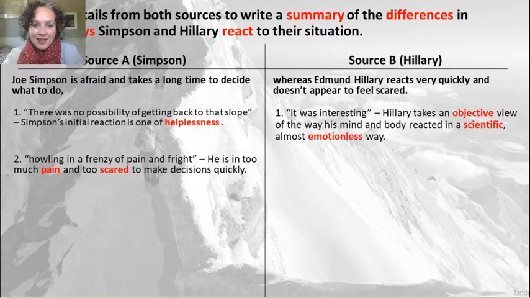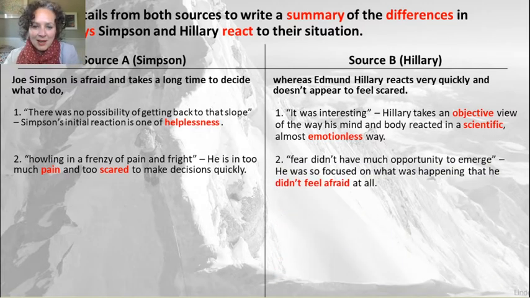Again, let's compare that with our mate Hillary here. He says fear didn't have much opportunity to emerge. Yeah, he's not frightened at all. He was so focused on what was happening that he didn't feel afraid at all. Now these sentences that I'm showing you here, these inferring sentences, all you need to do really is rewrite these as your point, evidence, explain. That's all you need to do.